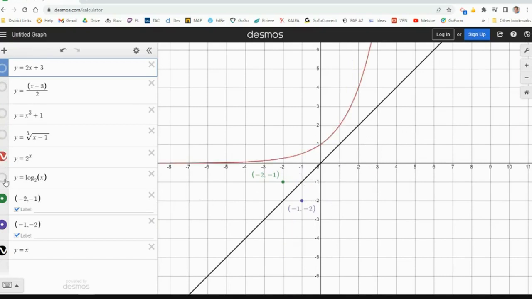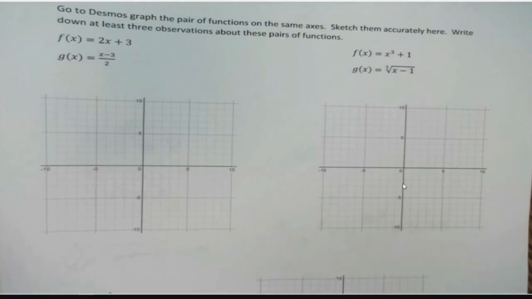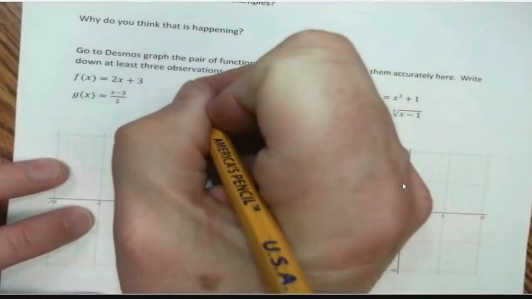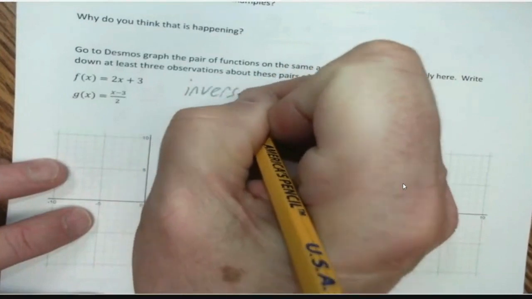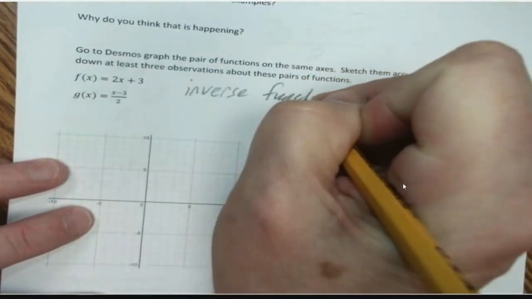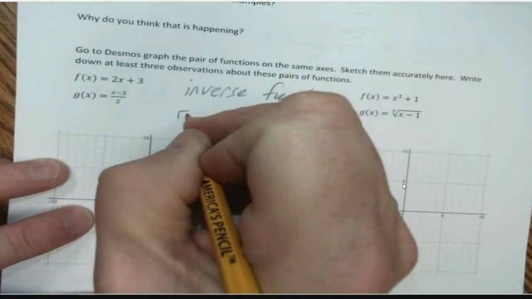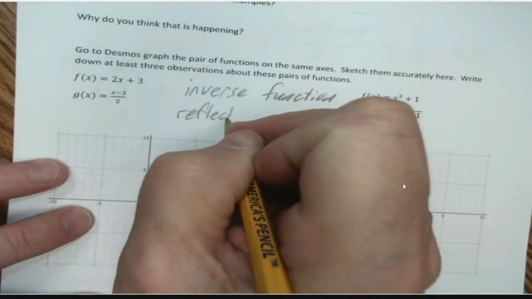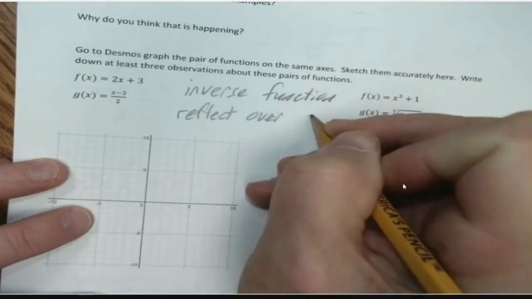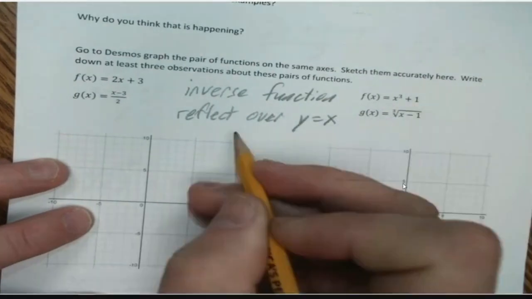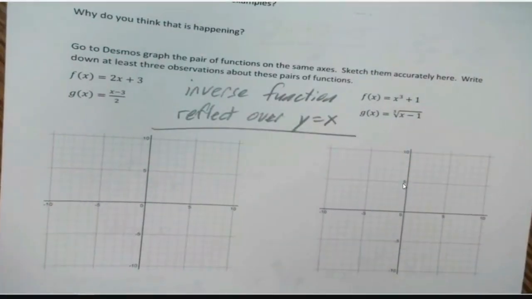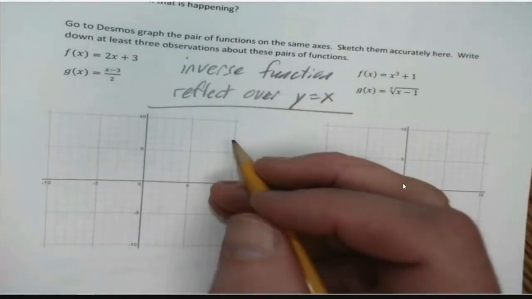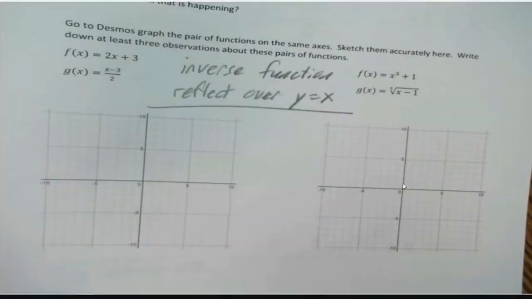Let's do the logarithm and the exponent. Reflecting over y equals x. So what we've learned is inverse functions reflect over y equals x. So if you draw that y equals x line, oops, I do have a ruler right here.